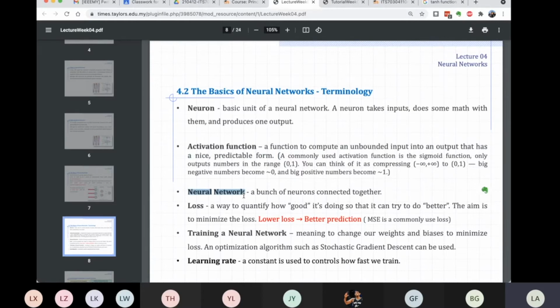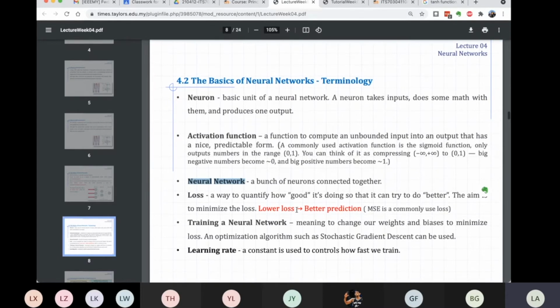And then we also have loss. Loss is a way for us to quantify how well our training model is doing, so that we can try to do better. Our aim here is to minimize the loss. Later, when we train our model, we're going to observe what happens to our loss. You can see that as the loss decreases, we get a higher accuracy, which means we're going to have better predictions. Usually, we use mean square error as our commonly used loss.